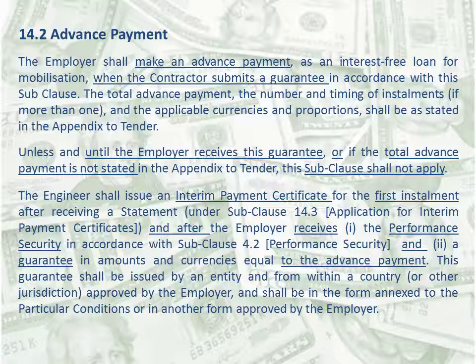In FIDIC 99, advance payment is not defined. It is a payment made by the employer to the contractor in advance to cover the cost of mobilization. That's why sometimes we call it as mobilization advance. The purpose of an advance payment is to ease the contractor's cash flow.